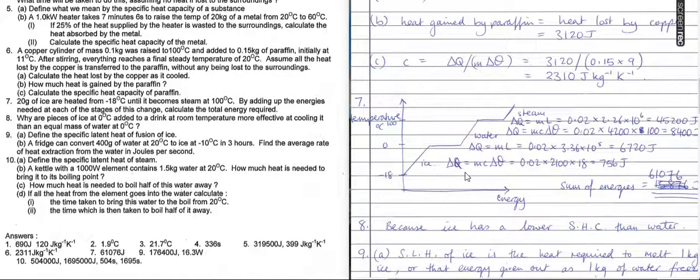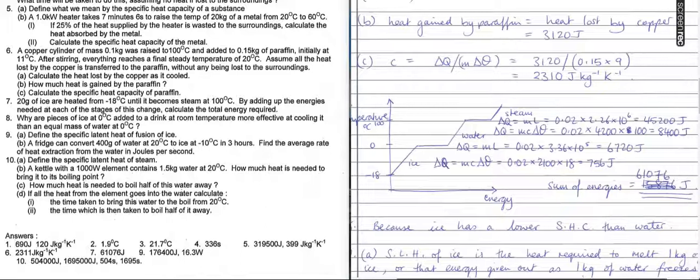So when it's ice and when it's changing temperature, we have to use this equation, delta Q equals mc delta theta, when it's changing temperature. So if we calculate the amount of energy going in whilst the ice is being warmed up, we use this equation. The mass is 0.02 kilograms, multiplied by the specific heat capacity and the change in temperature from minus 18 to 0. That's a change of 18 degrees. So we get 756 joules.